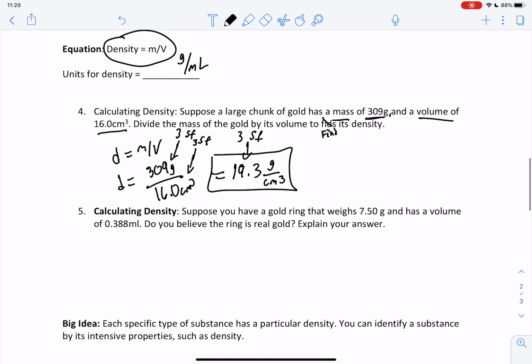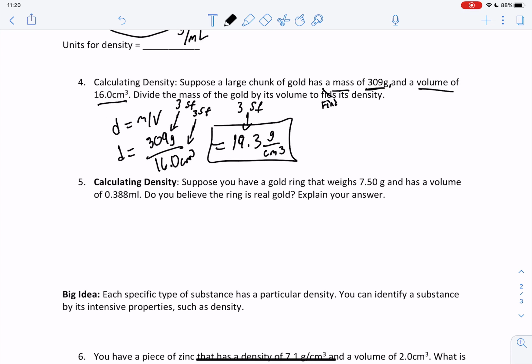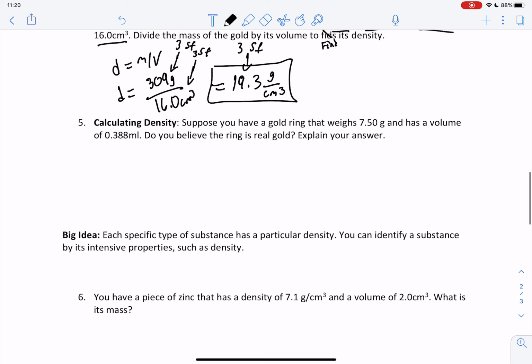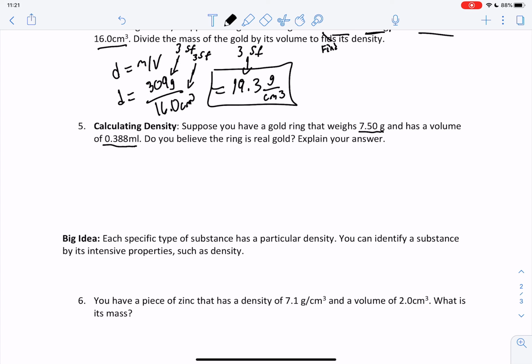So gold is something that always has the same density. A pure substance of gold always has a density of 19.3. If you had something, well, actually that's the next problem, so we'll go to that. So say you have a gold ring that weighs 2.50 grams and has a volume of 0.388 milliliters. Do you think it's real gold? So we know gold has 19.3 density. So what we'll have to do is find or calculate that.